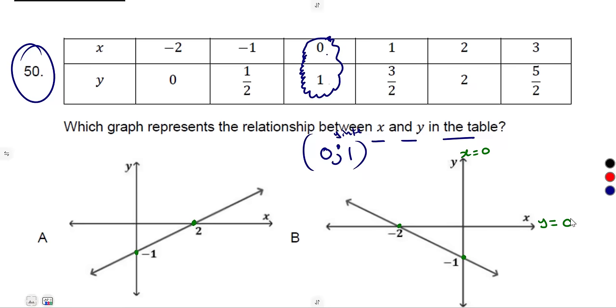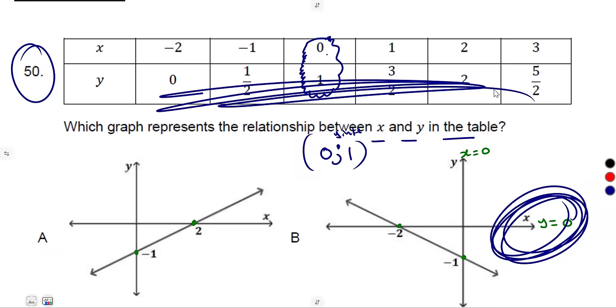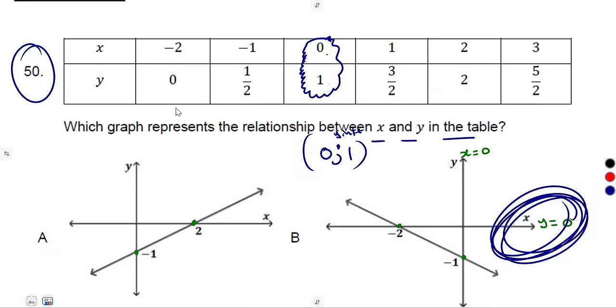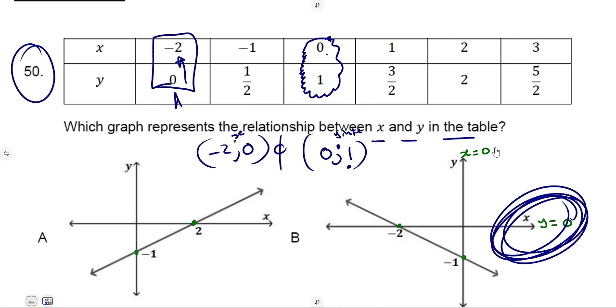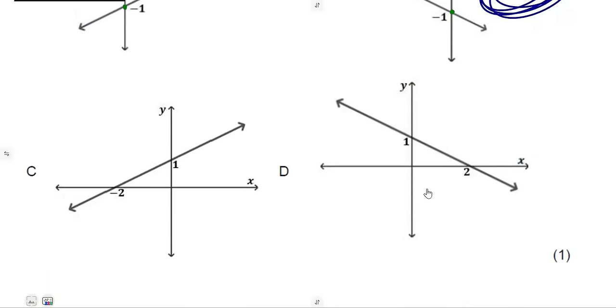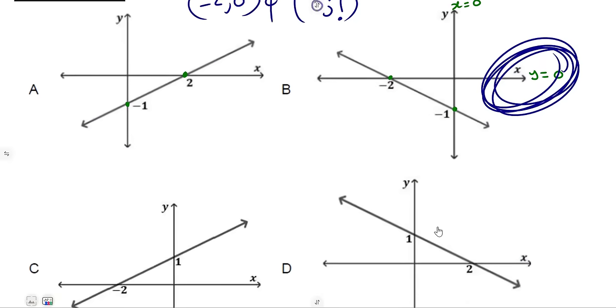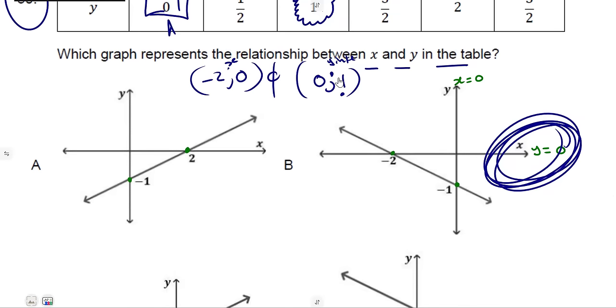Do we have a condition where y is 0 on this table? Yes, it is there here. Y is 0. At that moment, what is the value of x? X is minus 2. So minus 2, 0 is a point. It's an x-intercept. It's an important point, a critical point. So the x-intercept is minus 2 and the y-intercept is 1. Look for those in these graphs that we are given. Where x is minus 2 and y is 1.